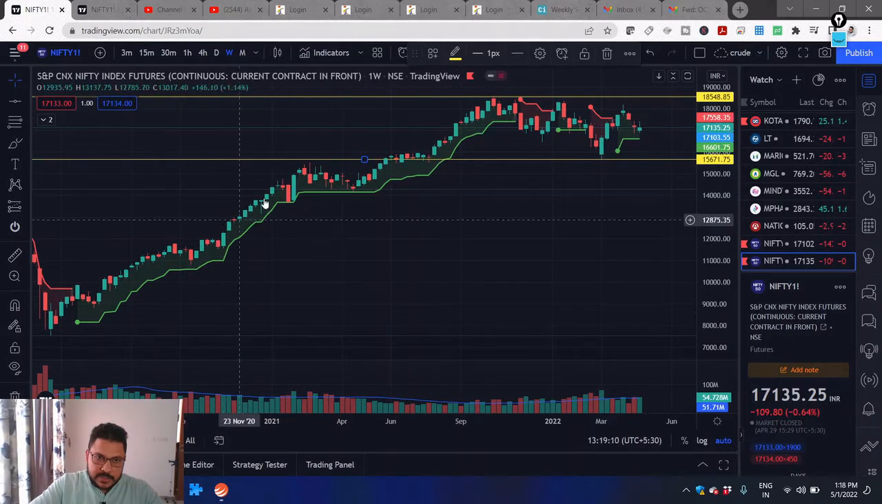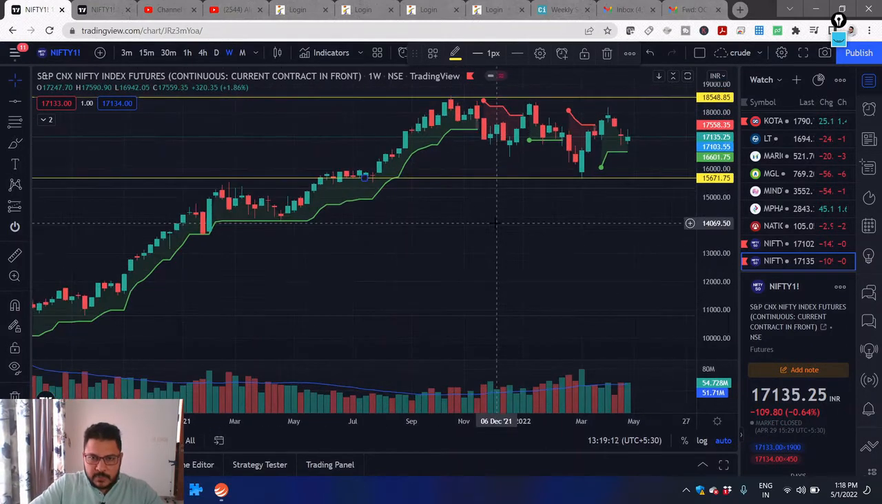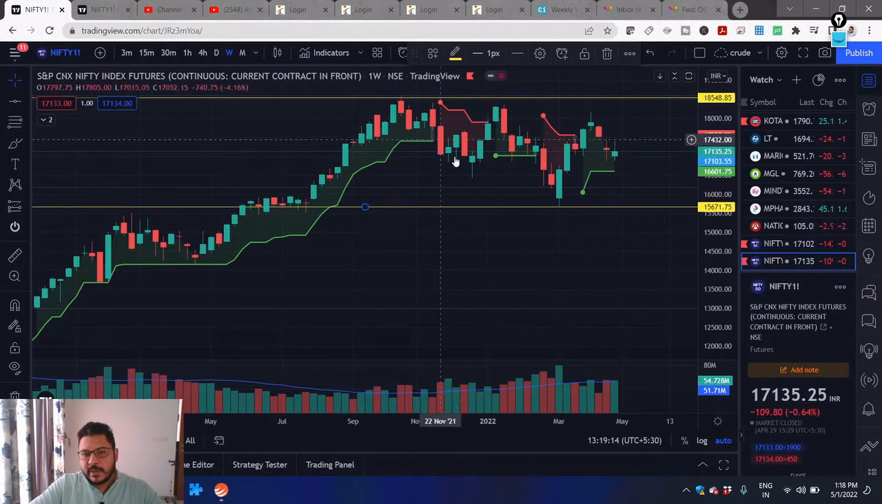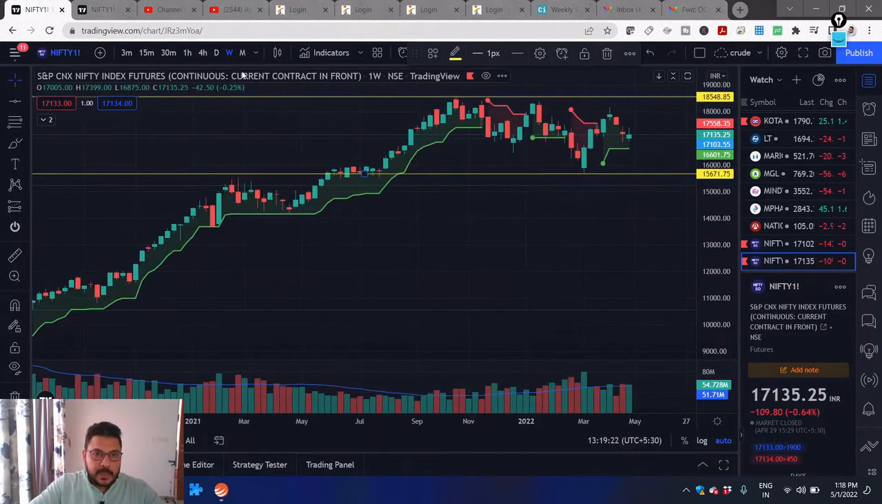So with this kind of moves, if you blindly follow the rules with discipline, you will definitely be able to negate all these small losses. You will always be in a 1:2, 1:3 winning ratio. So that's the beauty of this. And then let's go to a daily time frame.